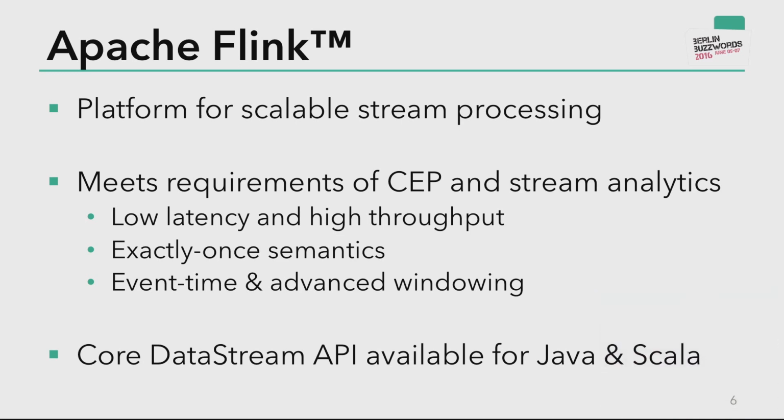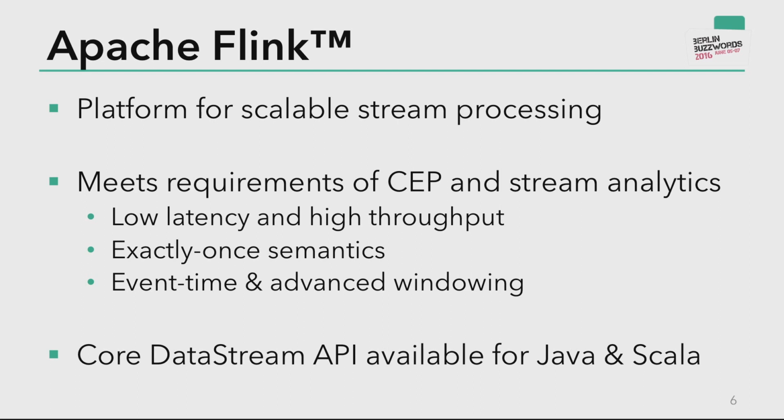So as I said before, Till and I, we're both committers at Apache Flink, and this talk will also be about how Flink handles these kinds of different applications. Flink is a scalable data processor for streaming data, and it actually meets the requirements of both CEP and streaming analytics. It provides low latency, which is required by complex event processing, and also high throughput, so you can scale out Flink and achieve very high throughput with the system.